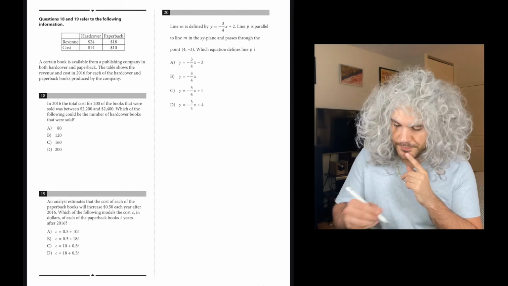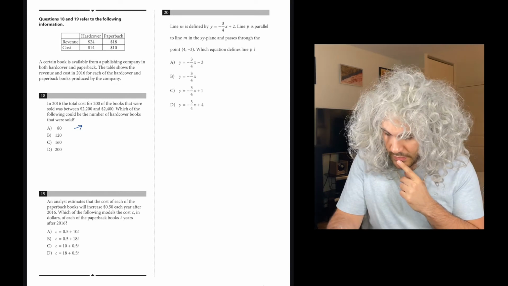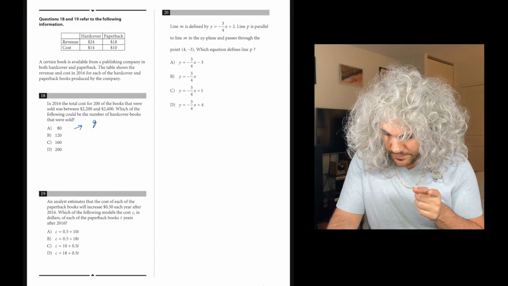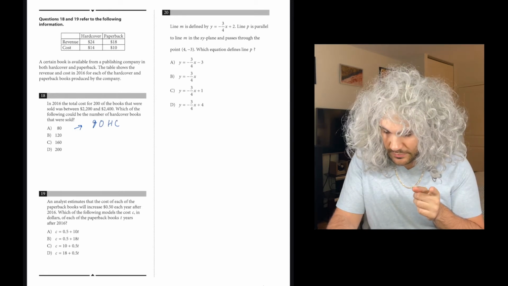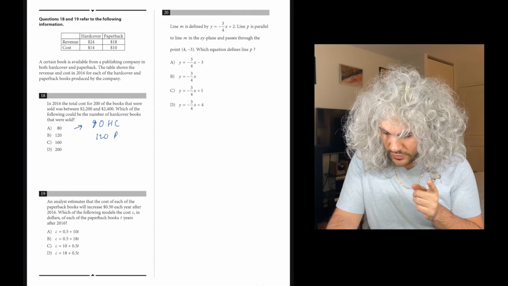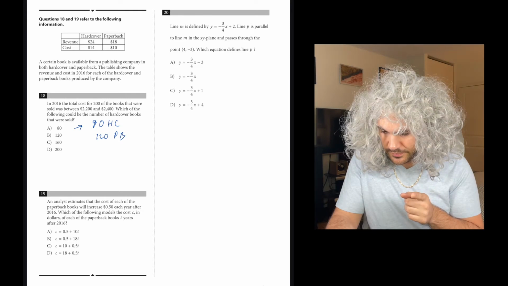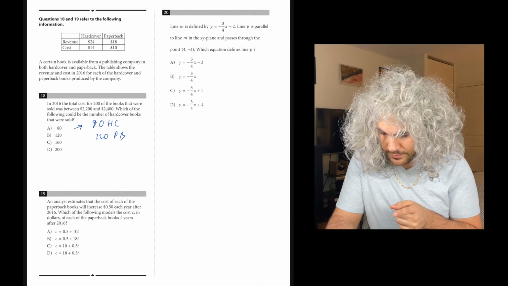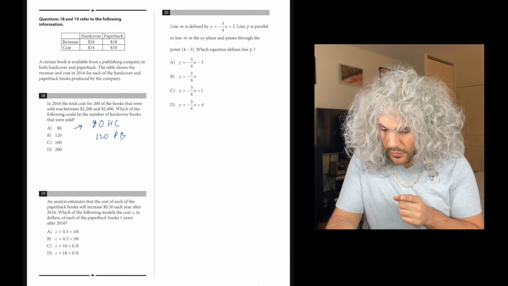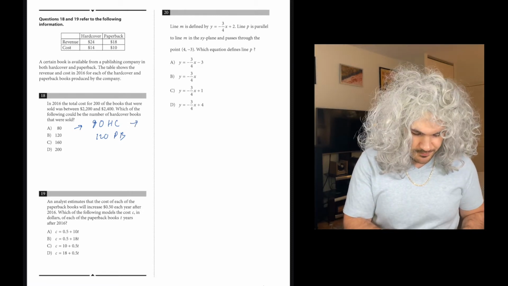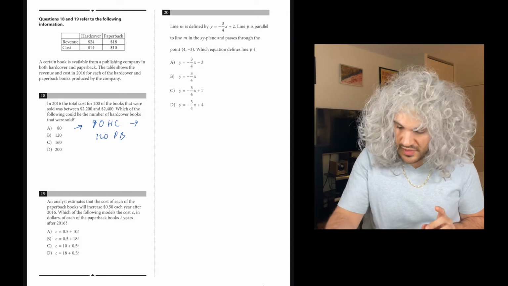Let's start with A. So we're testing 80. If 80 hardcovers were sold, that means 120 paperbacks were sold. We're looking for the total cost. The hardcover is 14 bucks, so this would cost us 80 times 14, which is 1120.